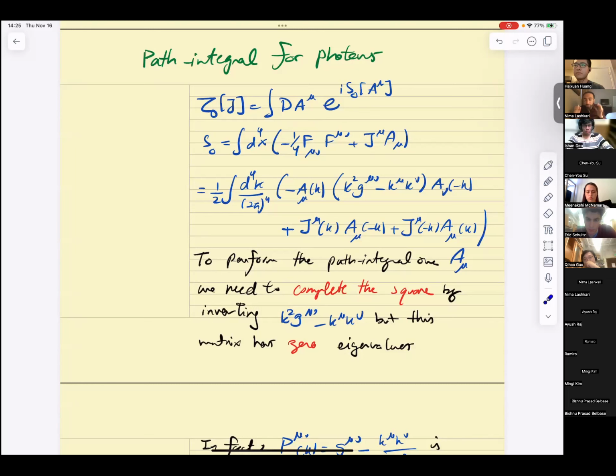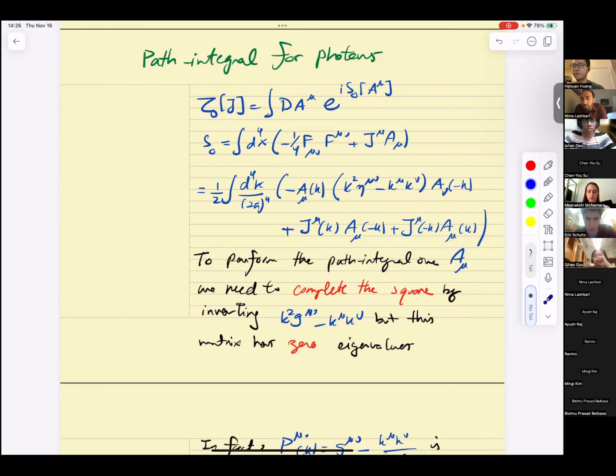So you repeat exactly, step by step, what I just did earlier. You find that the action is an integral over the momentum of A mu of k, with k squared eta mu nu minus k mu k nu, times A nu, and then there's J mu A mu. We want to perform the path integral over A mu.